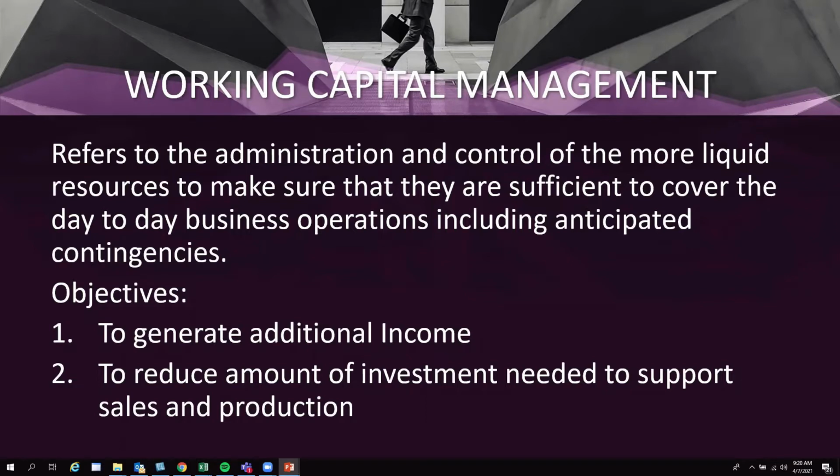So class, pag working capital, alam naman natin na this is just what? Your current assets minus your current liabilities. So meaning to say, kung ano yung mga items within your current assets and current liabilities, those are the items that we're managing here.